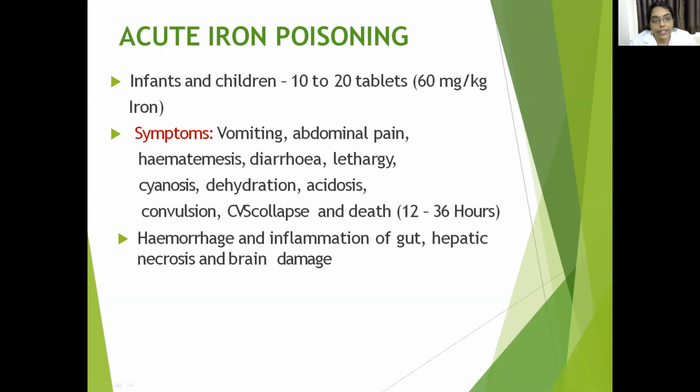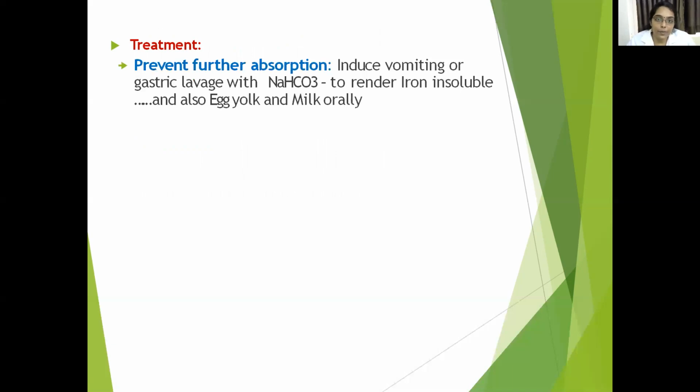Now, how do you treat it? Whenever you want to treat a poison, first you have to prevent the poison that is already present in the stomach, so prevent further absorption. Either you induce vomiting or do gastric lavage with sodium bicarbonate to render the iron insoluble. Then you can also give egg yolk and milk orally. These form a complex with iron. Inducing vomiting is not done with all poisons, but here you can do it.